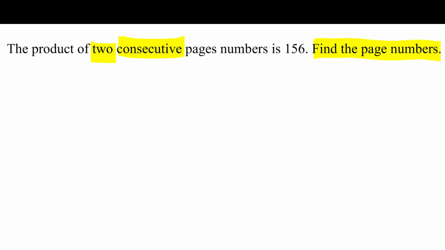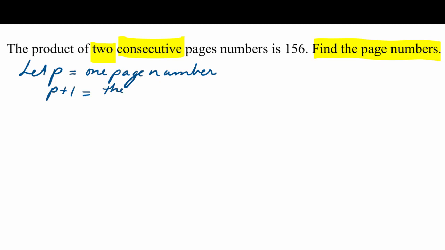So we're going to define our variable first. Let's let P be one page number, maybe the small one. And then the page that would be consecutive to P would be one page away, wouldn't it? So we would define that as P plus 1. So that's the second page number. Again, when you have consecutive numbers, they are 1 unit apart. So if we let our variable represent the smaller number, then the next consecutive number will be variable plus 1. So P and P plus 1 are our two variables.